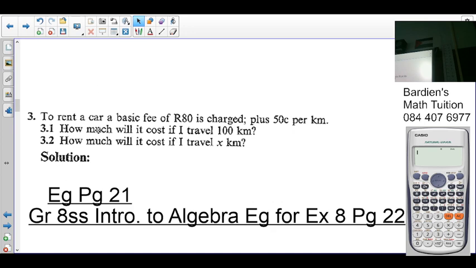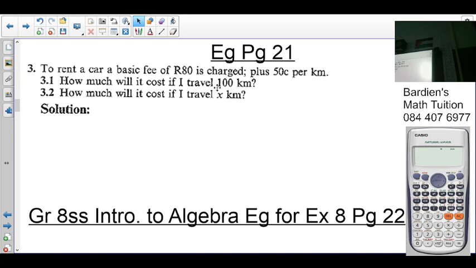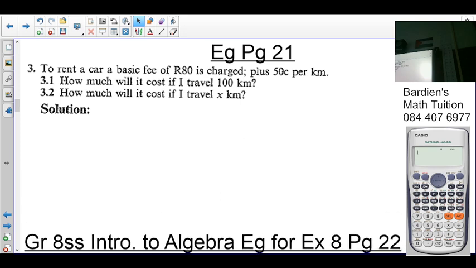Okay, so now we are told to rent a car, a basic fee of 80 Rand is charged. Now this is many years ago. They don't charge 80 Rand anymore. The phone call costs you alone 80 Rand. But anyway, that is a discussion for another day. To rent a car, a basic fee of 80 Rand is charged plus 50 cents per kilometer. You guys know what the 50 cents is? Yes. That's a 50. A small coin. The half of 1 Rand.